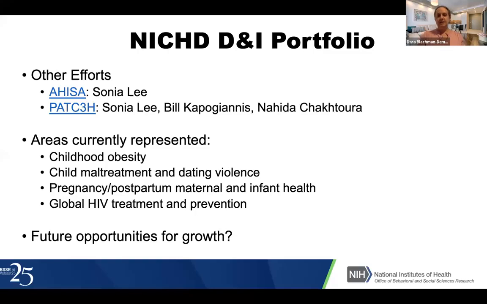So as you can see from this portfolio, some of the areas that are currently represented by D&I science in the NICHD portfolio include childhood obesity, maltreatment and dating violence, pregnancy and postpartum maternal and infant health, and, as I mentioned, global HIV treatment and prevention. But certainly there are a number of areas, populations, and priority areas where there might be future opportunities for growth in the support of implementation science.